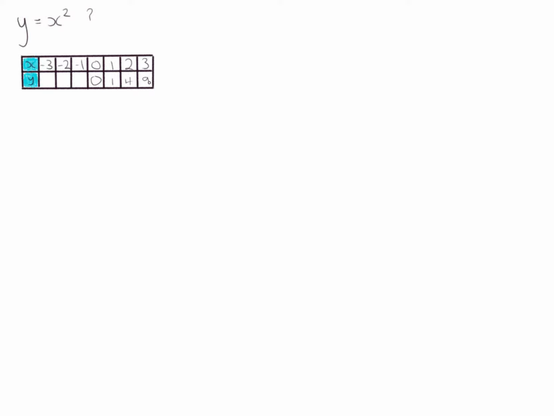What about when we substitute in negative numbers? Remember, when a negative number is multiplied by itself, the answer is positive. So negative 1 squared is 1, negative 2 squared is 4, and negative 3 squared is 9. So we can see a symmetrical pattern going on here. Now that we've got a table of values, we can graph the coordinate points. So let's do that now.